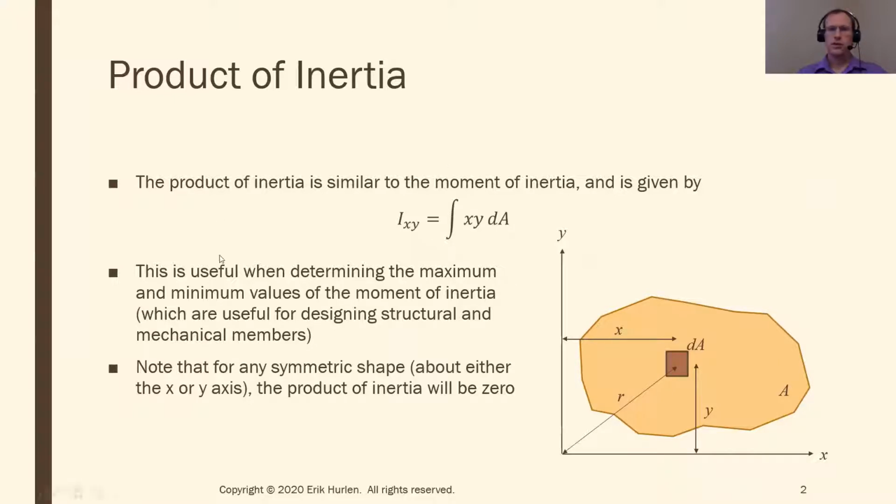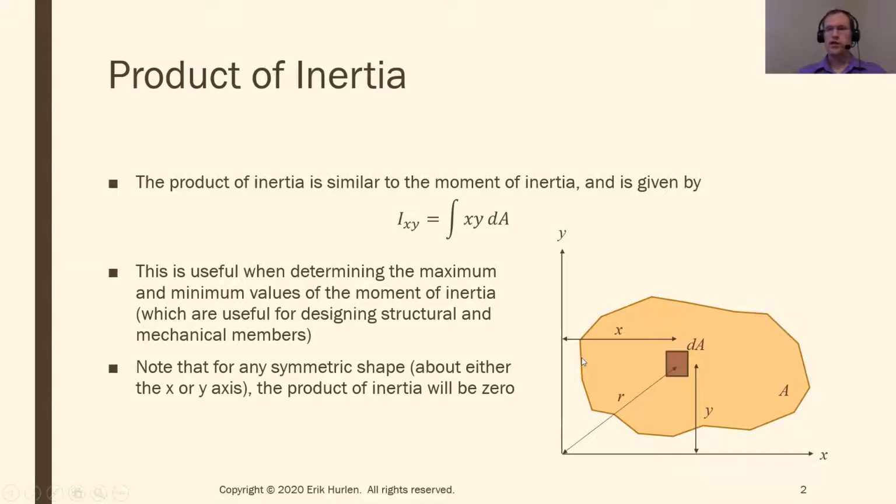So this is similar to what we saw for moments of inertia. Moment of inertia about the y-axis, for example, was x squared dA, and about the x-axis was y squared dA. The product of inertia is the combination of the two. So instead of x squared or y squared, it's x times y. So x times y dA integrated over the entire object gives me the product of inertia. And again, we're going to need this to determine the minimum and maximum values.